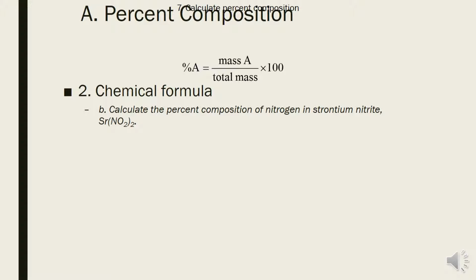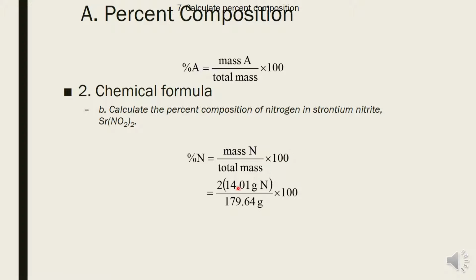Calculate the percent composition of nitrogen in strontium nitrate. And you can see we're given the formula there. Notice this question only asks us to find the percent composition of the nitrogen. So that's all we'll do. We'll find the mass of the nitrogen divided by the total mass of the compound. We'll have our percent composition.